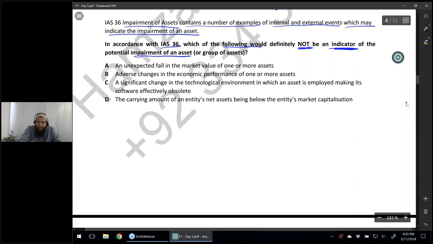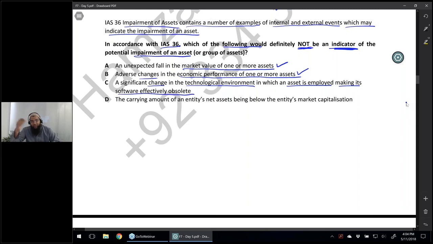An unexpected fall in the market value of one or more assets. So if the market value decreases, is this an indication? Yes, this is an indication. Adverse changes in economic performance of one or more assets. So if our asset is performing below the normal, is this an indication of impairment? Yes. A significant change in the technological environment in which the asset is employed, making its software effectively obsolete. Is this an indication of impairment? Yes, this is also an indication.